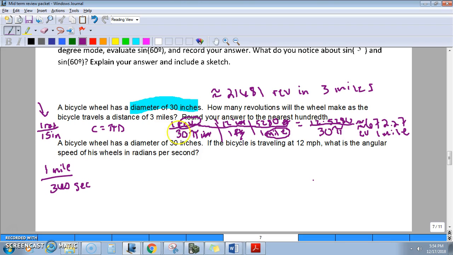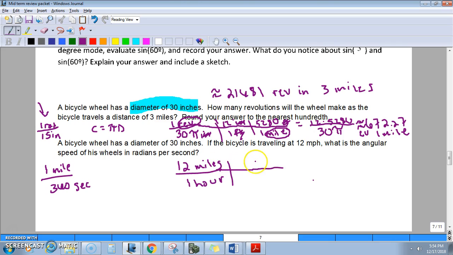This is how I did it. I did it in 2 different pieces because it gave me 2 different pieces of information. You could do it in one long one. But the next thing I want to do is change, if it's 12 miles for 1 hour, okay, how many miles per second is that?